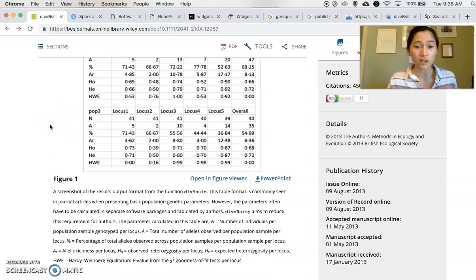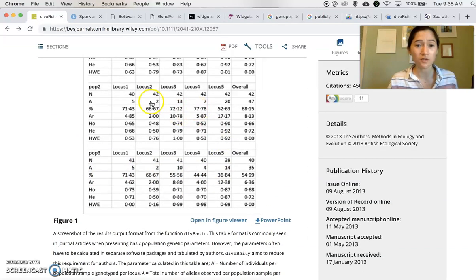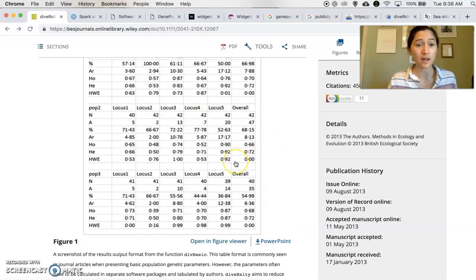And if you look at the total number of alleles observed per population sample per locus, you can see that there's a big range from 2 to 14, for this population from 2 to 20. And then if we look at the allelic richness, it ranges again from 2 to about 17. So it's a relatively big range when we're looking at this data set, which was, again, based on microsatellite markers. Let's compare that to our data set.